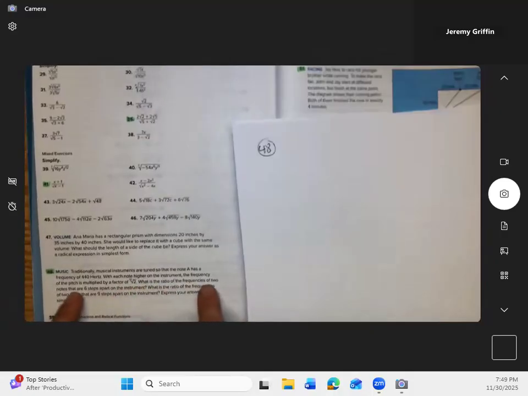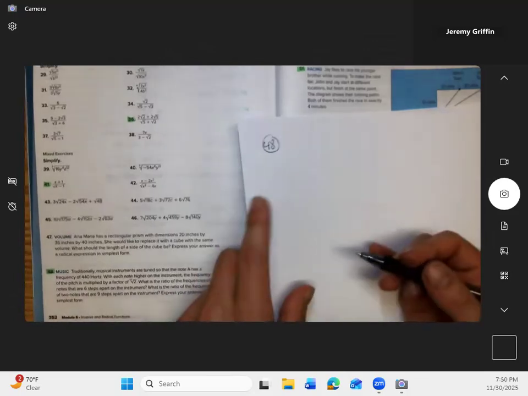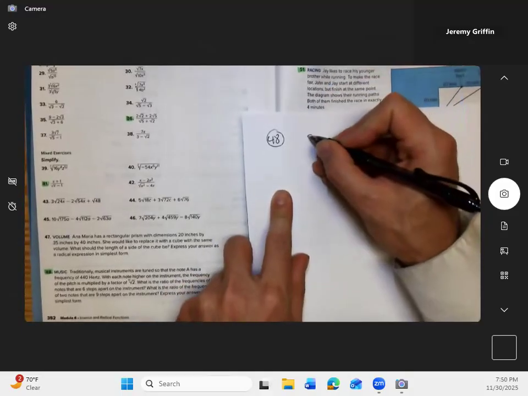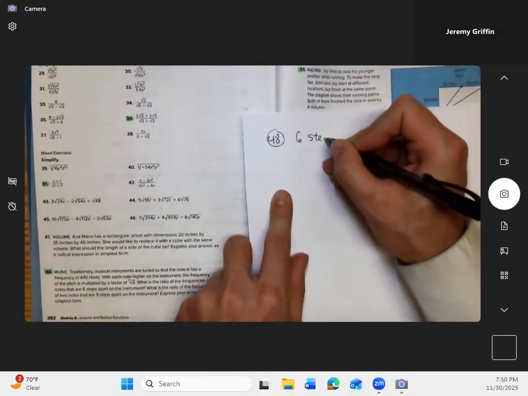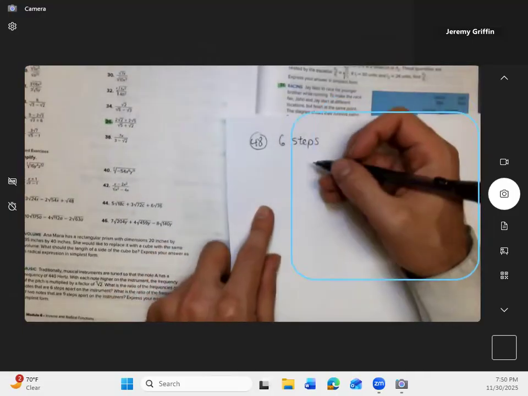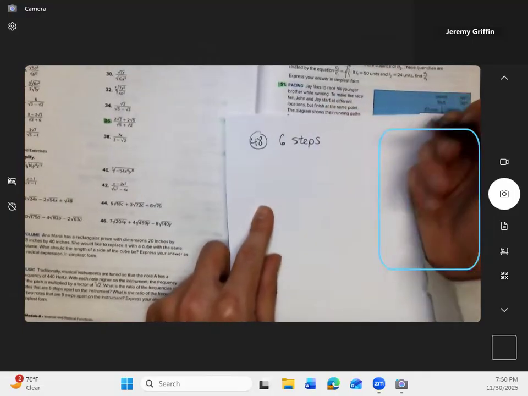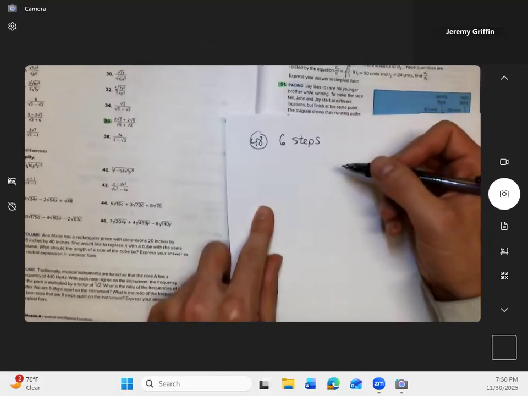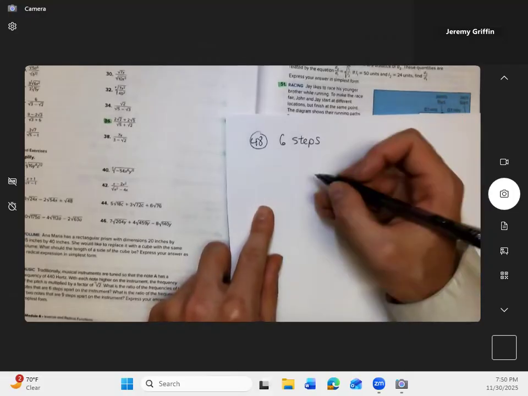What is the ratio of frequencies of two notes that are six steps apart on the instrument? I think that's called a tritone, wouldn't it? It's a weird sounding tritone. What is the ratio of the frequencies? Two notes, nine steps apart. Express your answer in simple form. Right, so let's do six steps. Like a tritone. I think it's notorious as the worst interval you can play, but that sounds better.